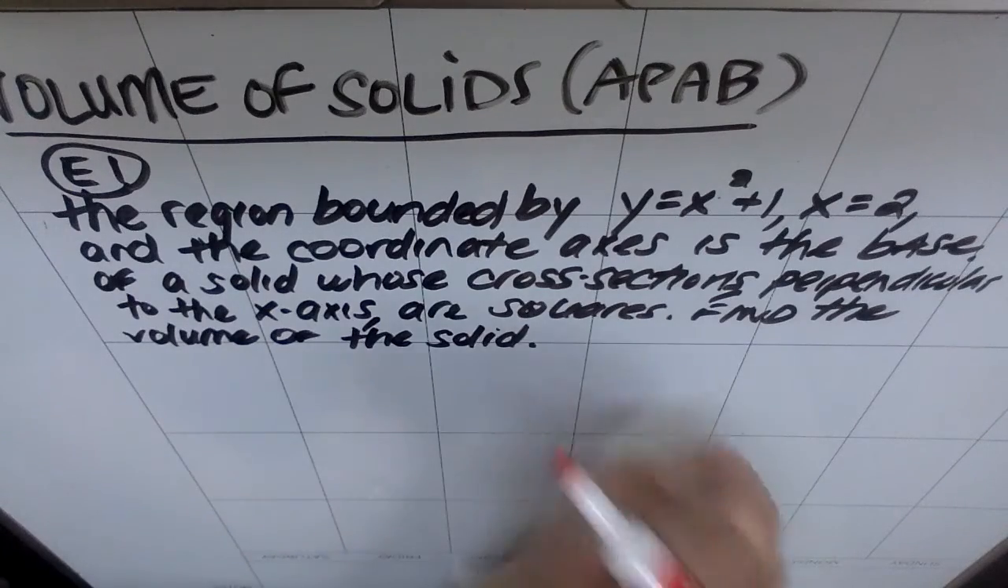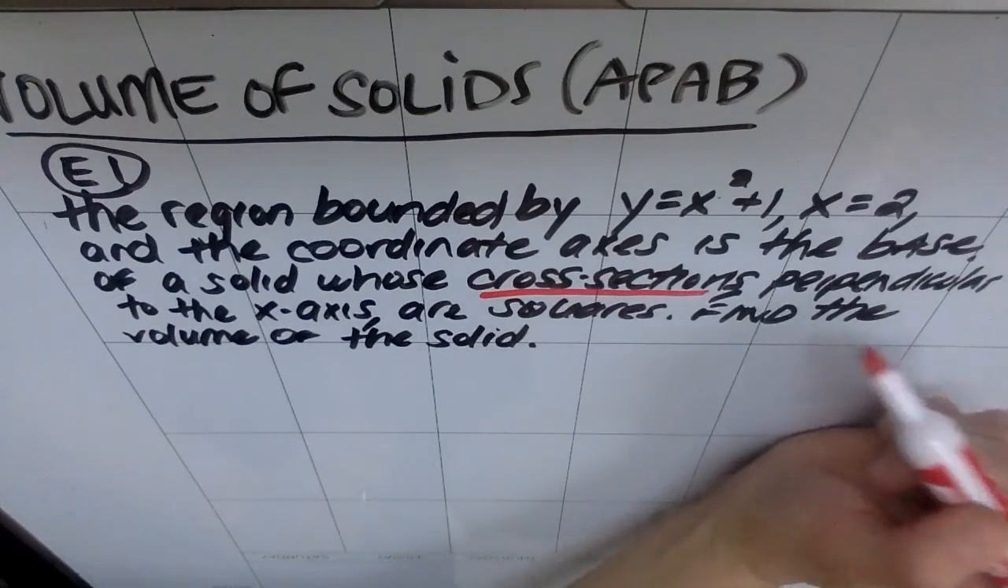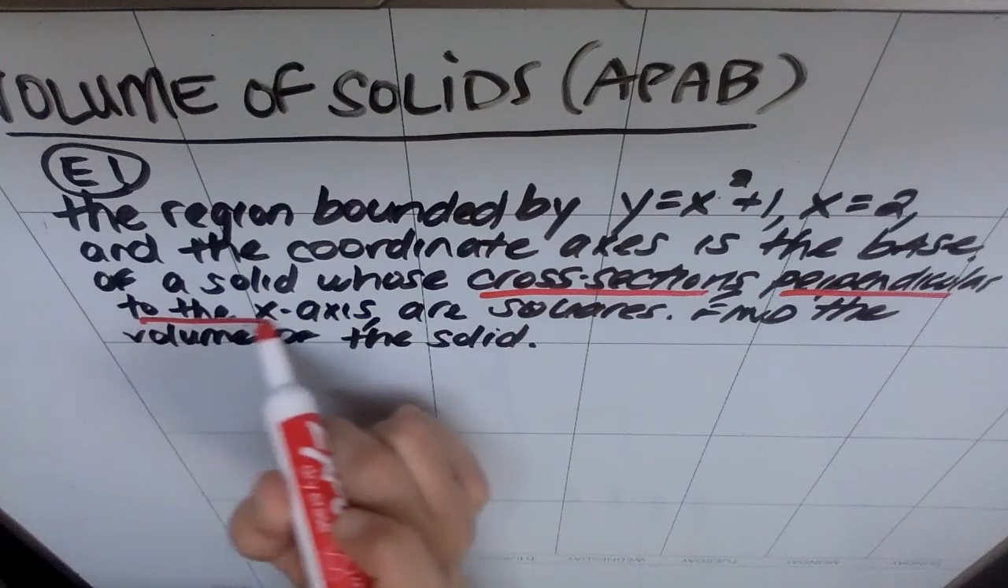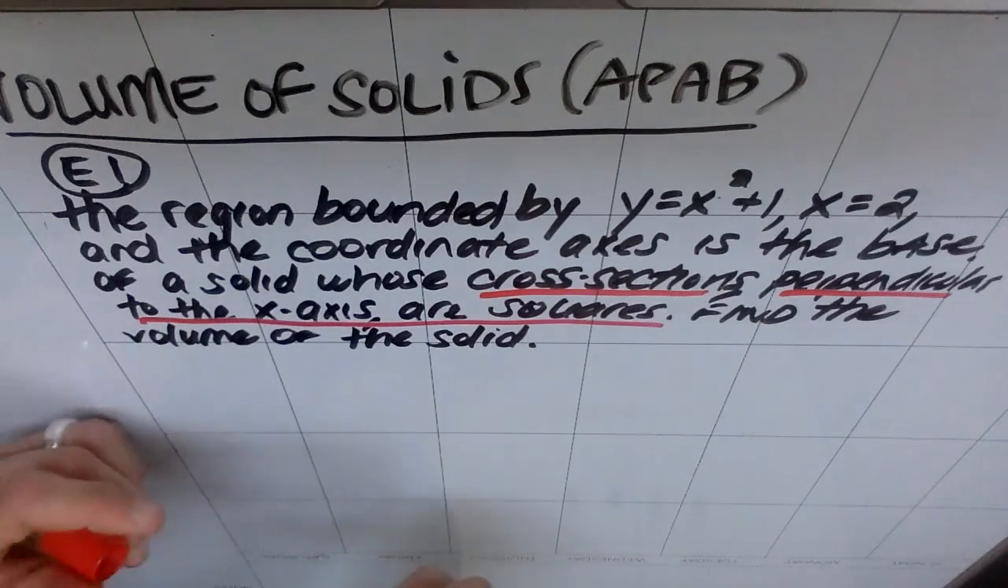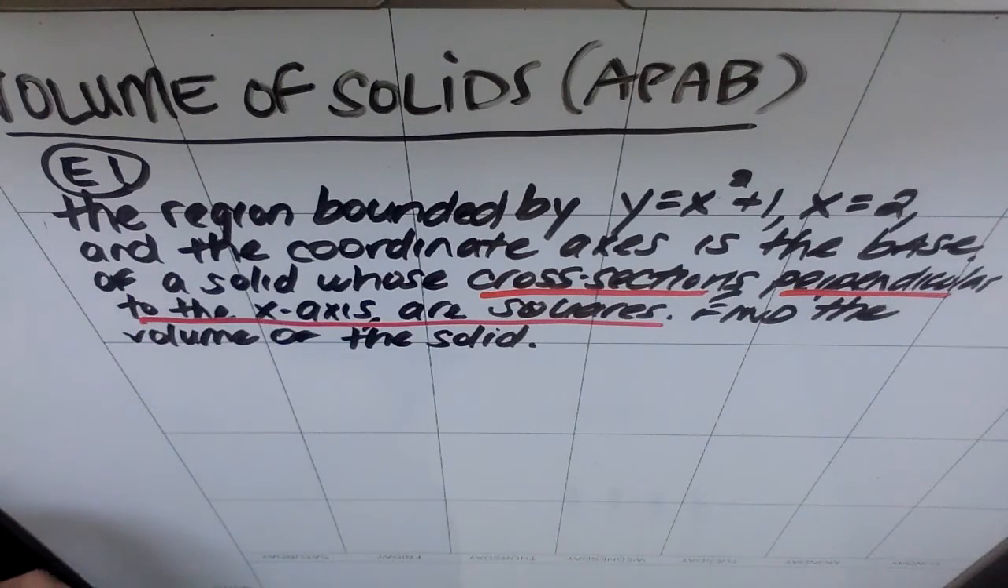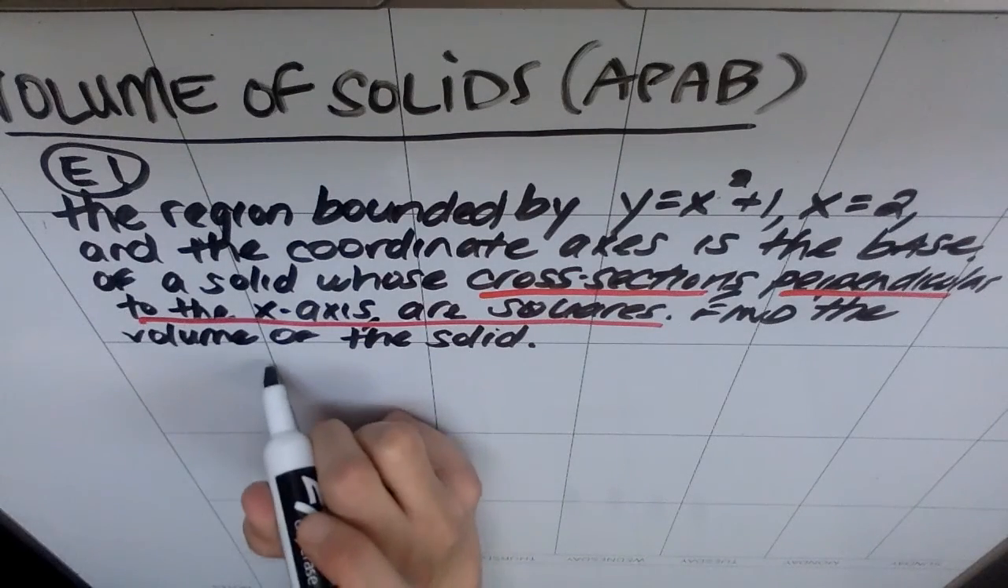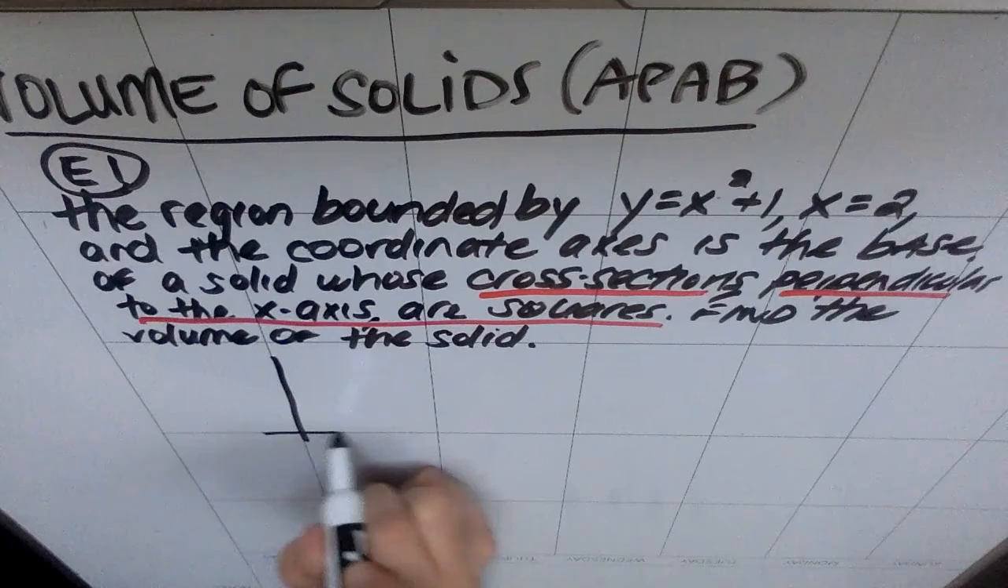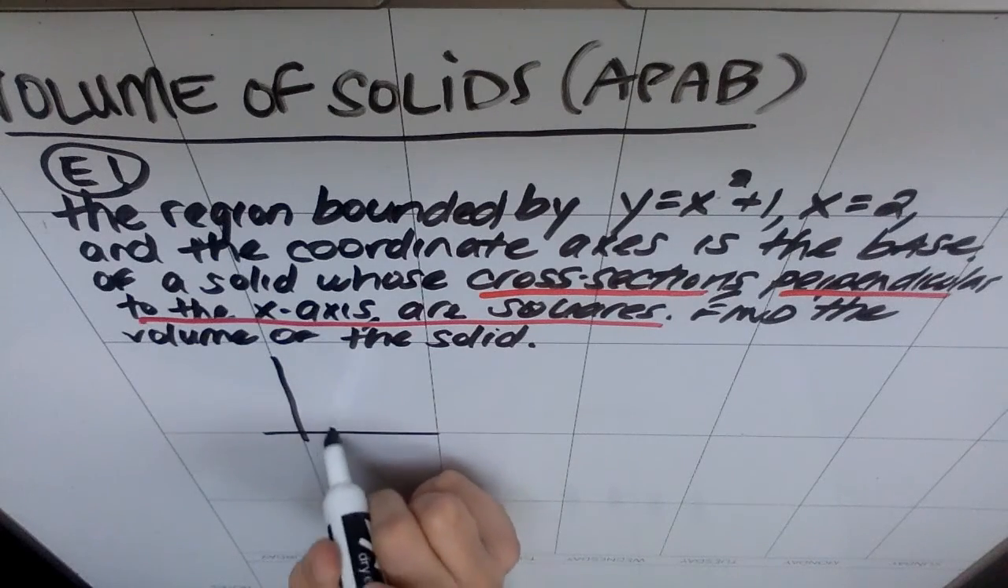So again, when you see the word cross-sections and they tell you perpendicular to the x-axis are squares, that's a hint that what you're looking at is a cross-section problem. So we're going to draw this diagram. Let's start by drawing what this graph would look like. It doesn't have to be a beautiful graph, but x squared plus 1.